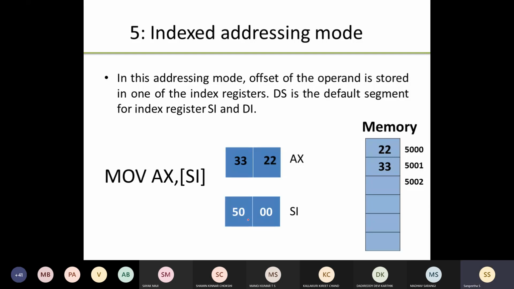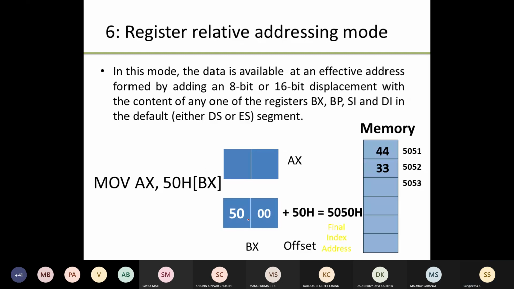So similar to your indexed addressing, you have the register relative addressing mode. Register relative addressing mode means along with your register, you will be given some data, which can be 8-bit or 16-bit, for calculating your effective address, along with the content of your register. So whenever you have this, when you're calculating your address, your offset address will be stored in this particular register, that is BX.